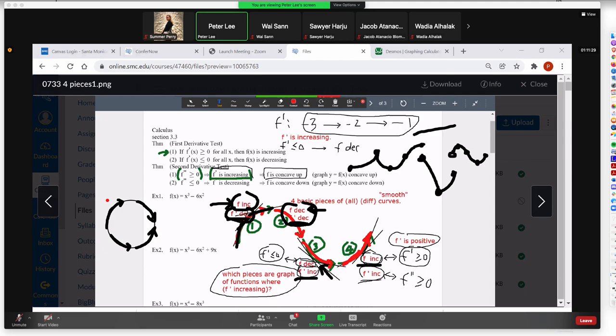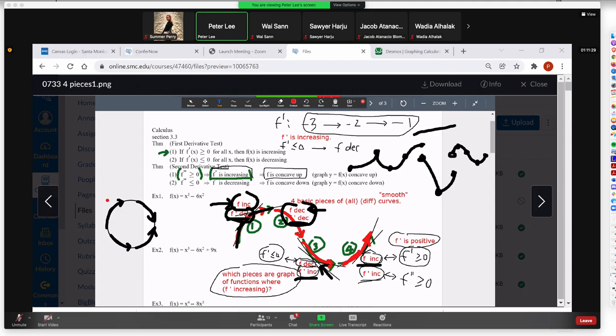Note that increasing and positive are not the same term. So for curves number 3 and 4, f prime is increasing, or f double prime is positive. If f double prime is positive, then f prime is increasing. Does that make sense? They mean the same thing.